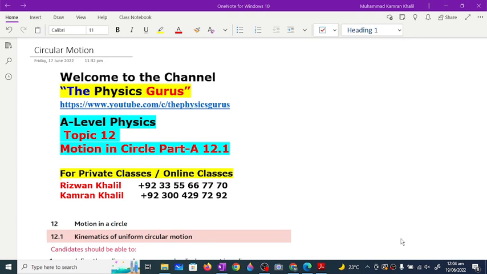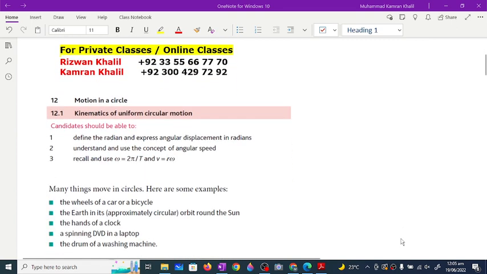First I will solve the questions from the book, as well as the questions from the past papers. So first we will go through part 1. The topic is motion in a circle. The learning objective for 12.1 is the kinematics of uniform circular motion.